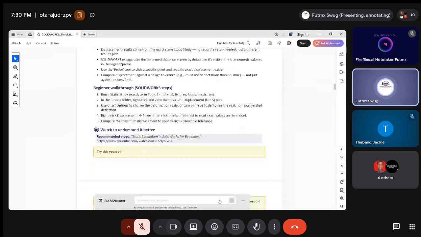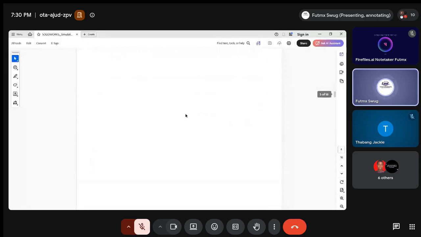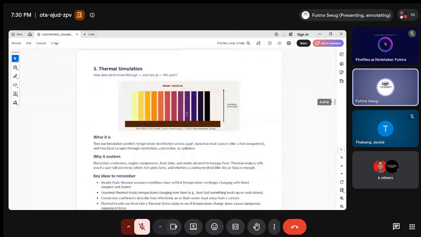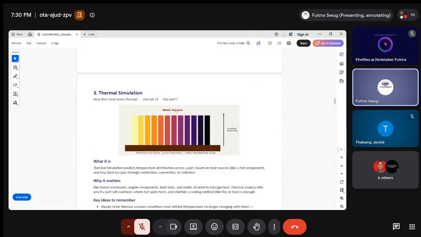So the next thing we are going to talk about is our thermal simulation. So basically, how does heat move through and out of a particular material? That's where you need to consider your thermal analysis. You need to check the heat distribution across a particular part or across a particular assembly.